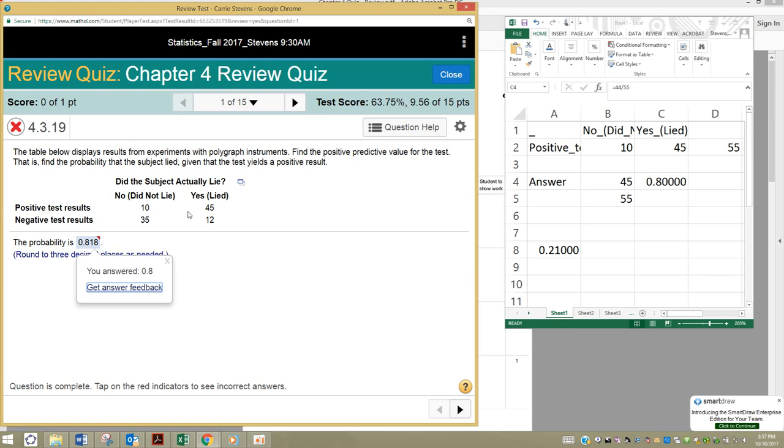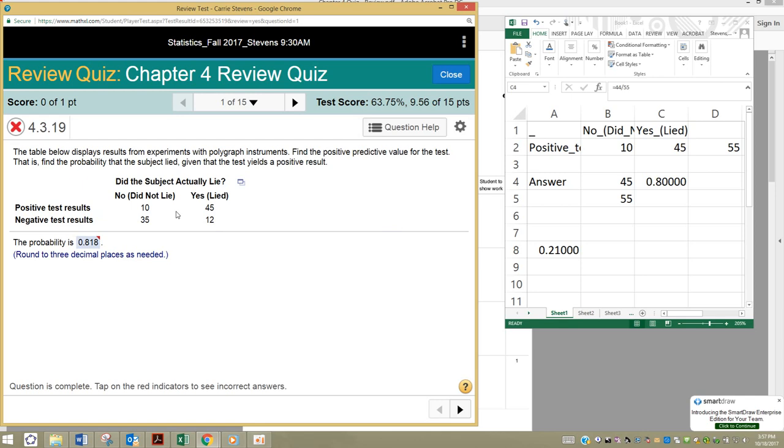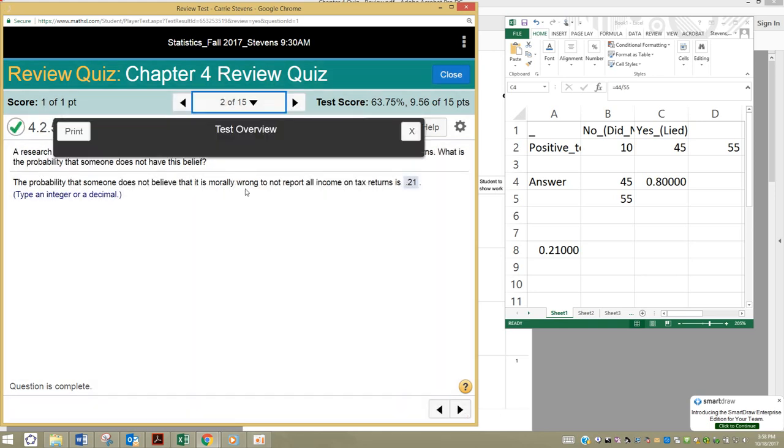Yeah, I don't see any mistake here. Huh. Yeah, that's what I did. So 45 out of 55 should be the answer. So I believe there is something wrong with this question, actually. I'm going to have to look into that. 0.3.19. All right, what else did I get wrong?